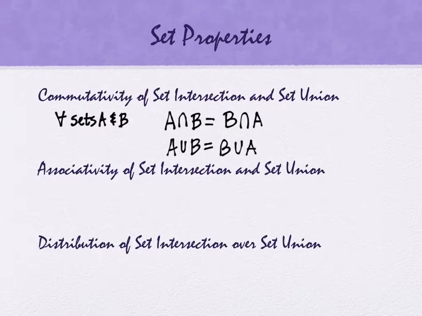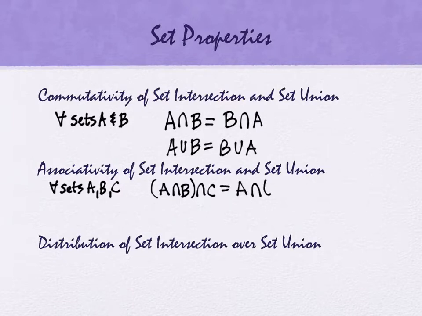The next one is called the associativity of the set intersection and union. So in order to talk about associative properties, we have to talk about having three sets. So this is for all sets A, B, and C. If you have A intersect B intersect C, it's the same thing regardless of grouping. Intersection, same thing. Doesn't matter what order you put it in or how the grouping is in this case. You're going to get the same part of the picture.